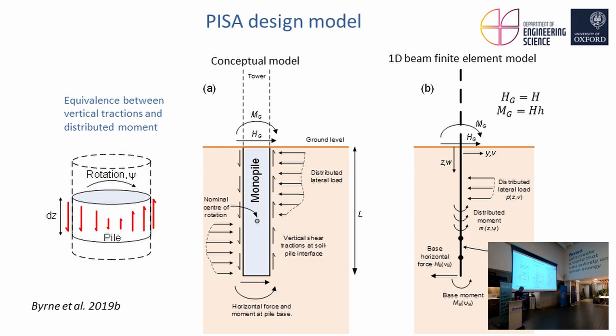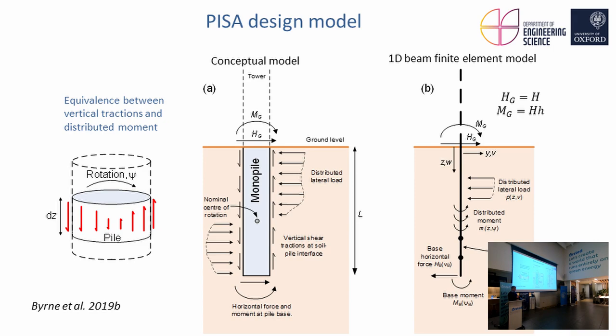The monopile is loaded with a moment, MG, and a horizontal force, both at ground level. There are going to be four types of reaction. We have what we call distributed lateral load, that's the P in the normal PY method. There'll be vertical tractions on the side of the pile, and we have a horizontal force and a moment at the base. The idea is these vertical tractions equate to a moment, distributed load.